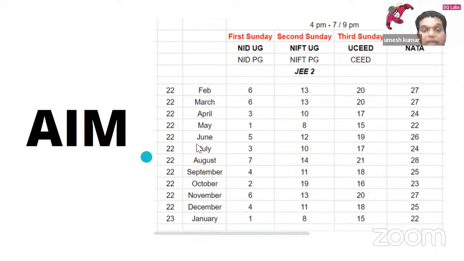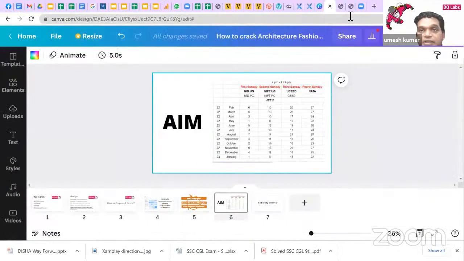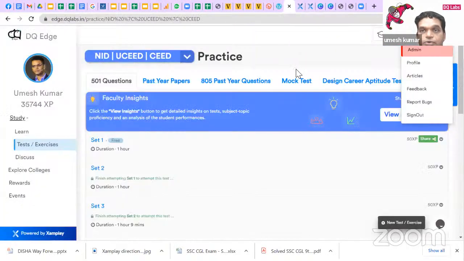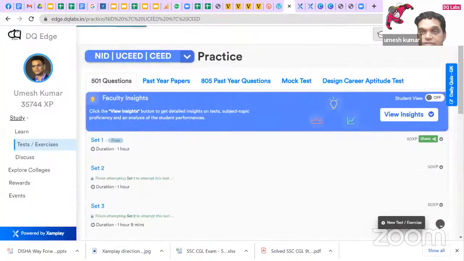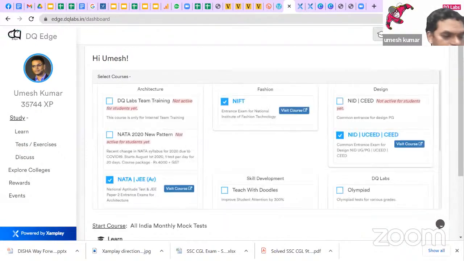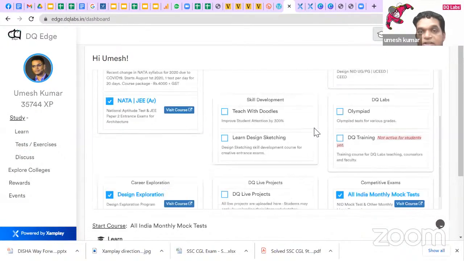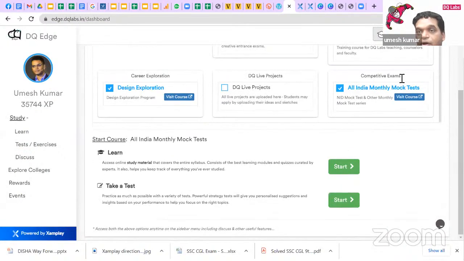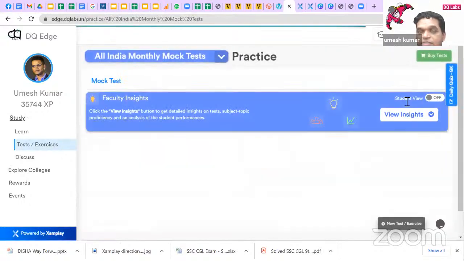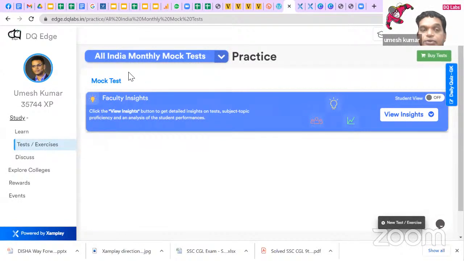Now, where do you get these All India mock tests? I will help you understand. If you go to My Courses, there is an option of competitive exams, All India monthly mock tests. Please click on this option, and then click on visit course. It will directly take you to the All India monthly mocks.